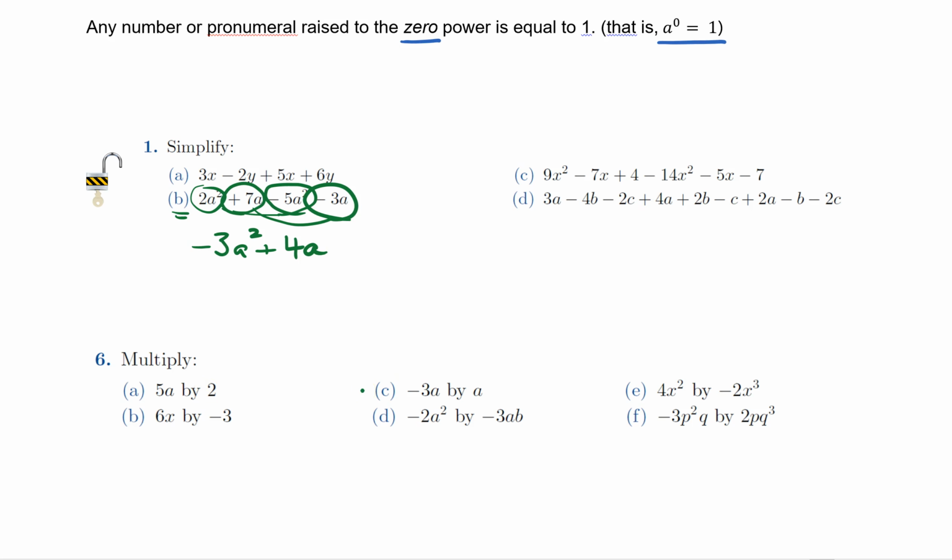Next example are multiplications. Again, I might just do a couple of these, so say E and F. So for E, we multiply the numbers, so that'll be negative 8. It's the same pronumeral, so we add the indices. So that'll be 8x to the 5th. The one down below, we multiply the numbers, so that will be negative 6. I've got two types of terms, so for the same base, which is p, I've got p to the 2 times p to the 1, so that's p to the 3, and q to the 1 times q to the 3, so that's q to the 4.